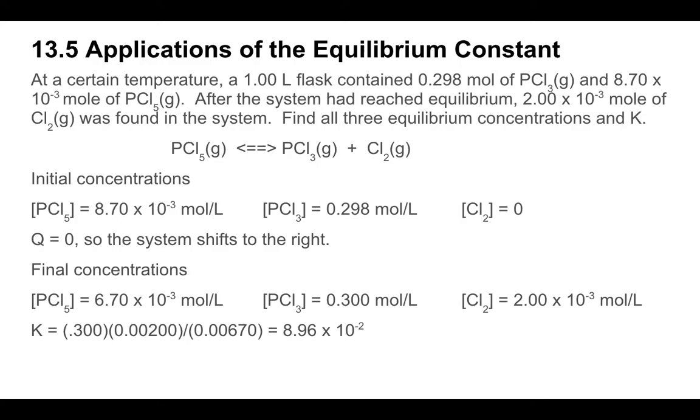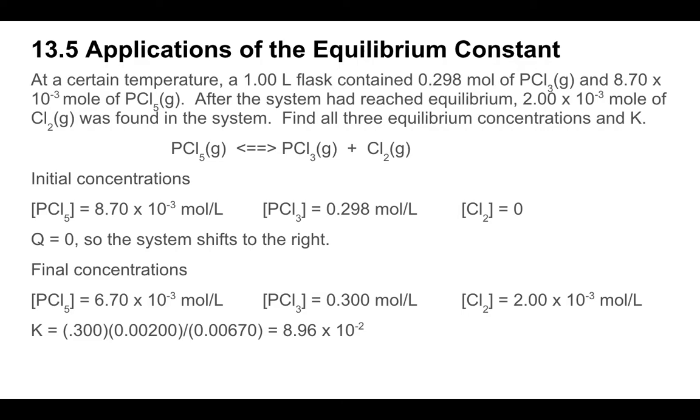So here's another one, kind of similar to that, but one where you have to do a little stoichiometry. At a certain temperature, we have a 1 liter flask, and it contains 0.298 moles of PCl3 and 8.7 times 10 to the minus 3 moles of PCl5. Notice no Cl2 was mentioned, so we'll assume it has no Cl2 initially. It needs to reach equilibrium, so it'll basically shift to the right, because without any Cl2 you can't go left. So it has to shift to the right to reach equilibrium.